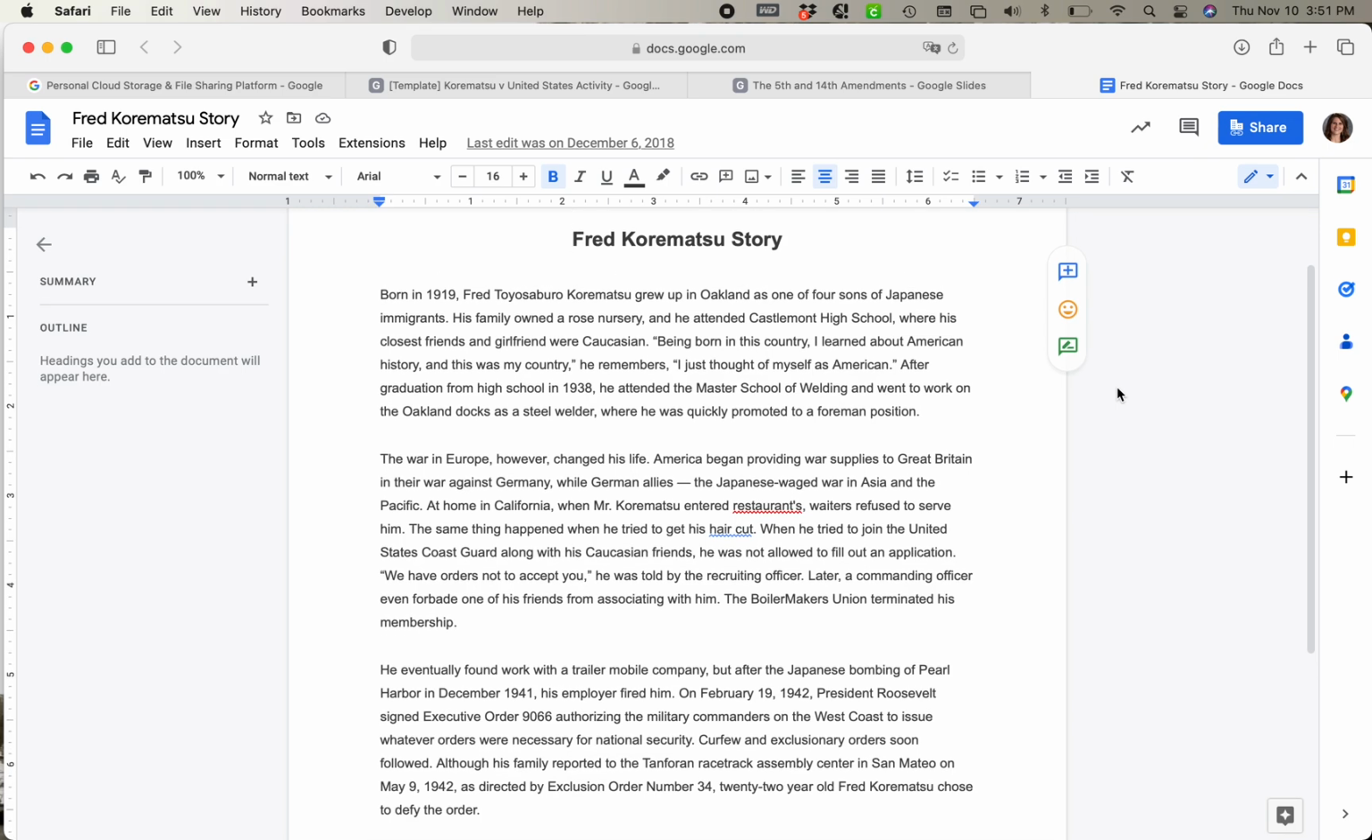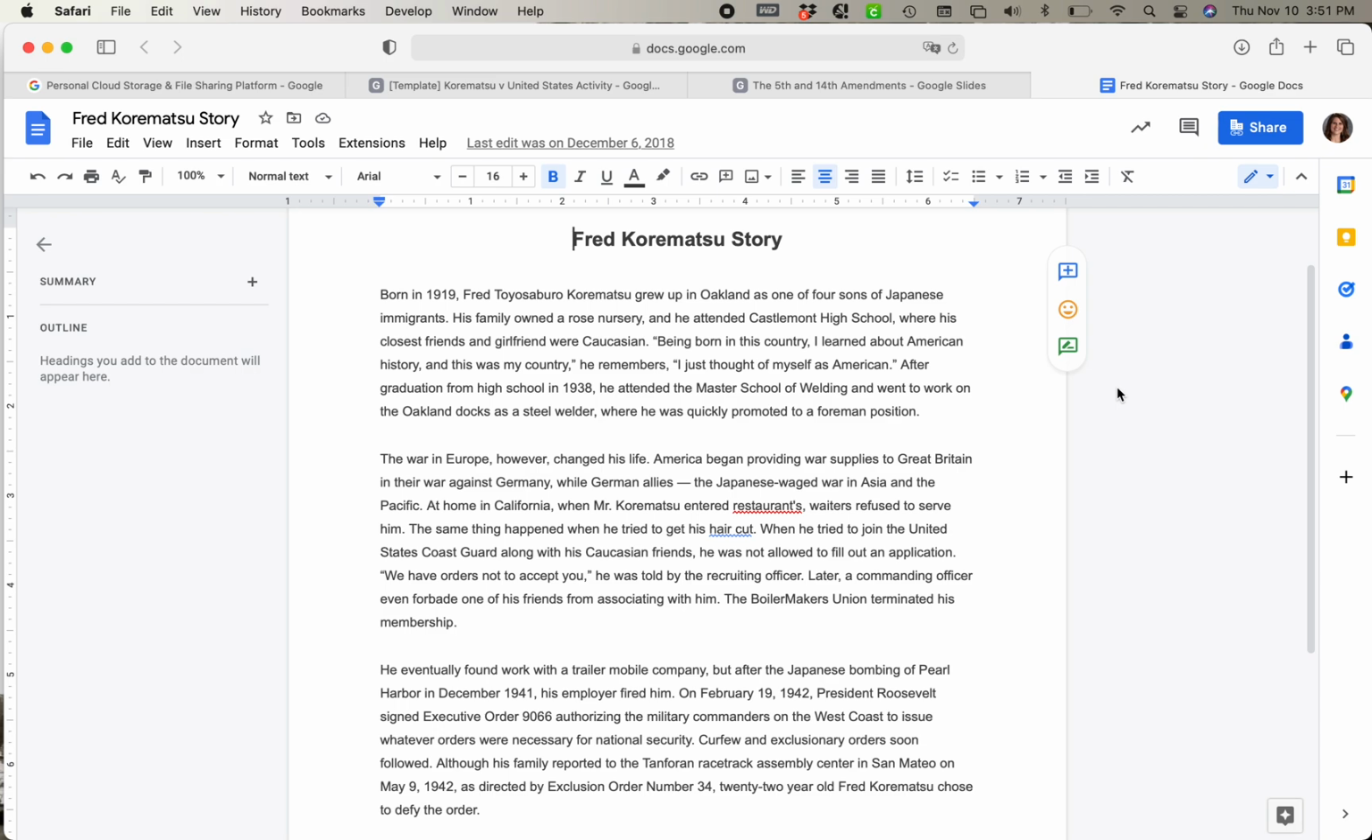So, born in 1919, Fred Korematsu grew up in Oakland as one of the 4 sons of Japanese immigrants. His family owned a rose nursery, and he attended Castlemont High School, where his closest friends and girlfriend were Caucasian. "Being born in this country, I learned about American history, and this was my country," he remembers. "I just thought of myself as an American."